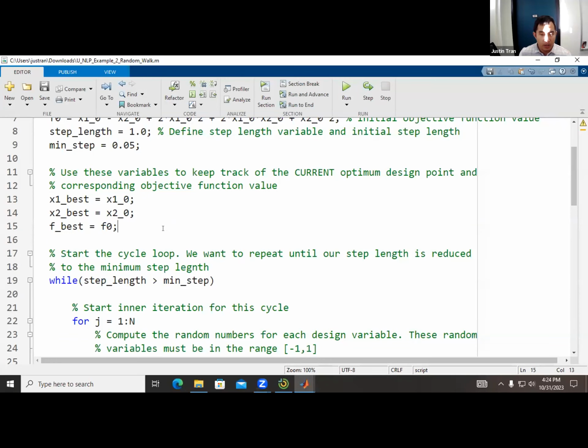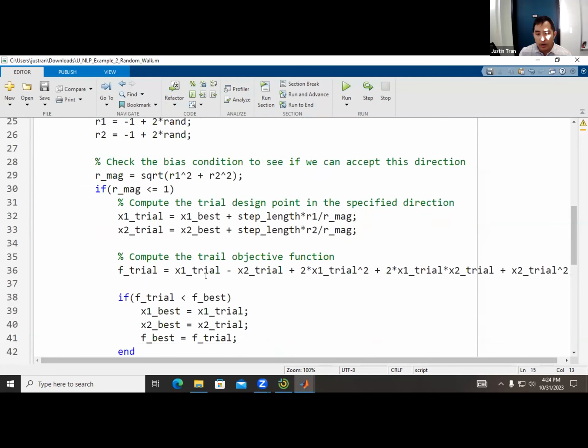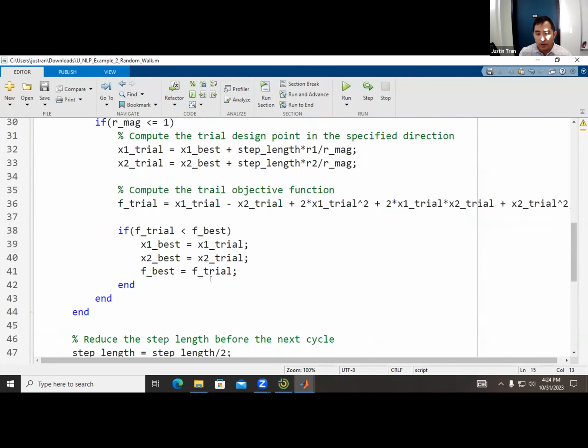From here we go into our walking loop, and you can see it's not that long of a code. From here it's only about 30 lines of code. The first thing we have here is a while loop.